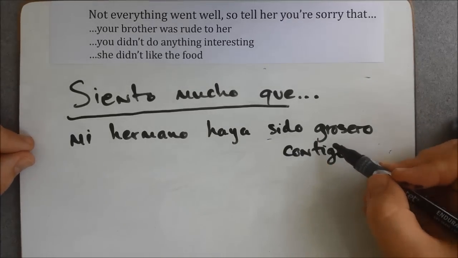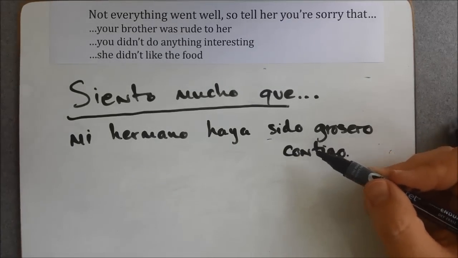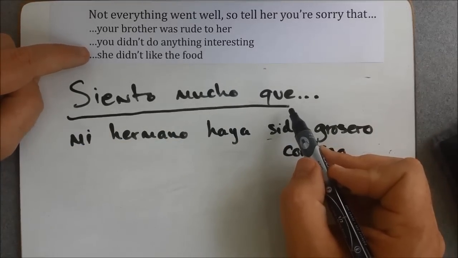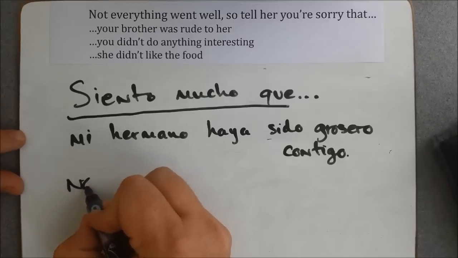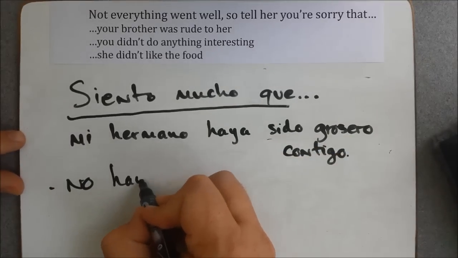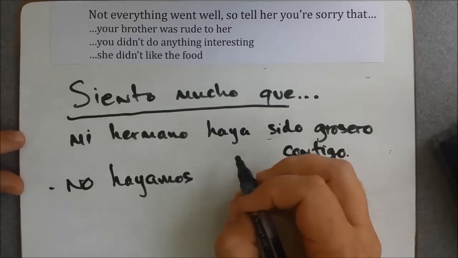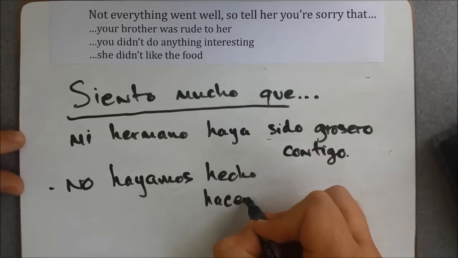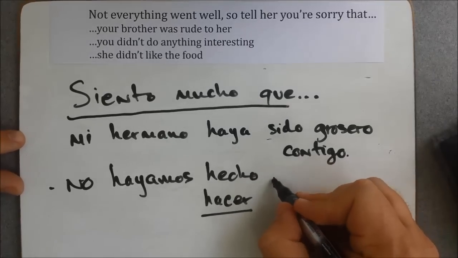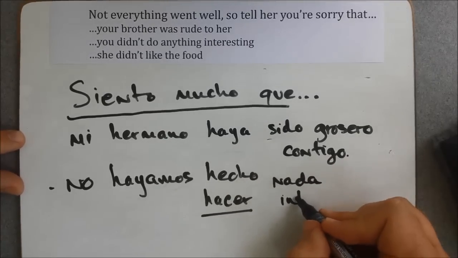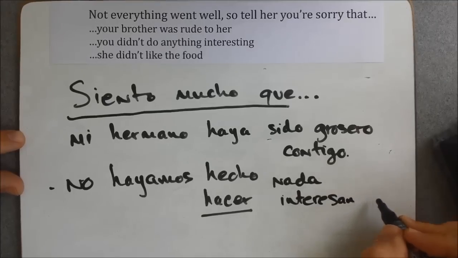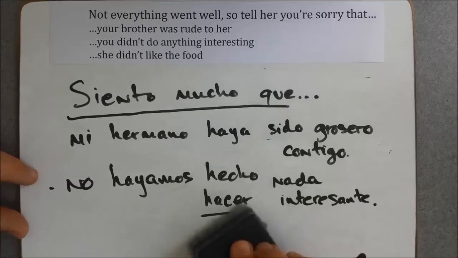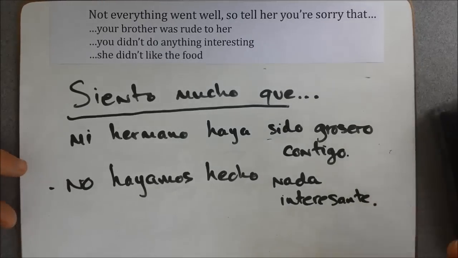O siento mucho que mi hermano te haya tratado mal, right? That he treated you poorly. Or siento mucho que we didn't do anything interesting, right? Que no, siento mucho que no hayamos hecho, here our verb is hacer, remember that has an irregular past participle, hecho nada interesante. Pucha, Vanessa, siento mucho que no hayamos hecho nada interesante. Siento mucho que no hayamos hecho nada interesante.